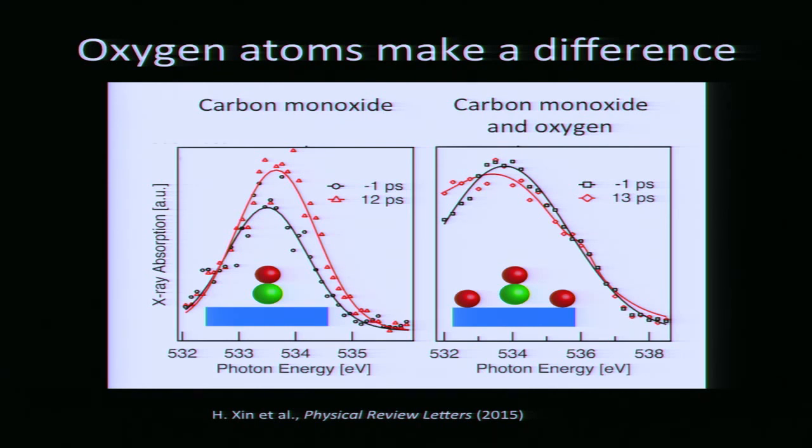On the left is carbon monoxide on our surface at the same time, but without oxygen. And the trends in the data are complete opposites. It doesn't behave at all the same way. Without oxygen, you see the data shifts to higher energy, it increases in intensity. With oxygen, it shifts to lower energy and decreases in intensity. So there's completely different processes going on, even though we're looking at the exact same fundamental thing, and that is carbon monoxide leaving a surface.